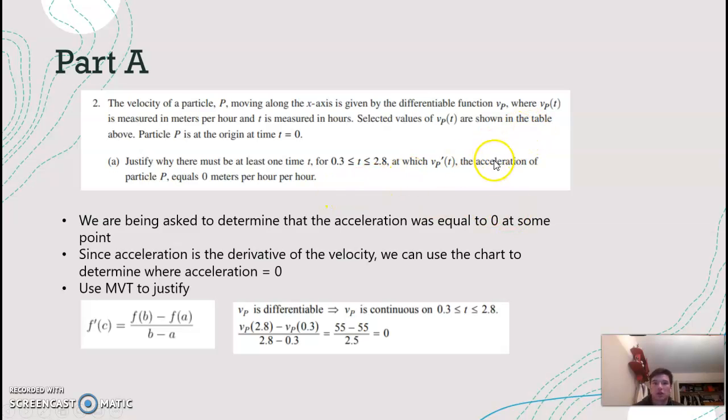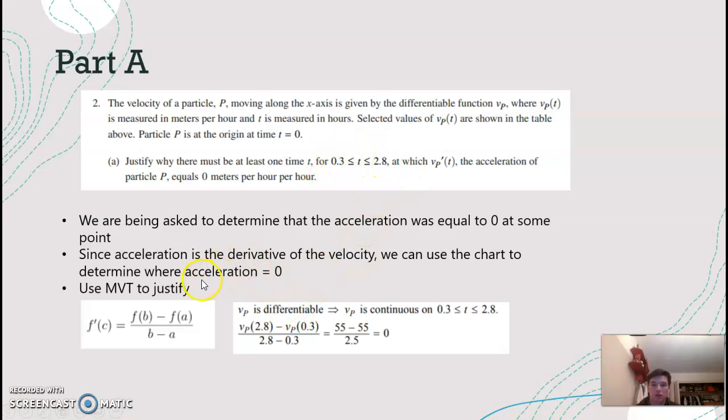Since the acceleration is the derivative of the velocity function, we just want to find a place where the derivative equals 0. Using the mean value theorem listed right here, there would exist at least one point between A and B where the derivative will equal whatever this side equals. One thing we want to make sure we clarify is that to use the mean value theorem, it gives us that it's a differentiable function, so that also means it's continuous throughout the entire domain of the function that is given.